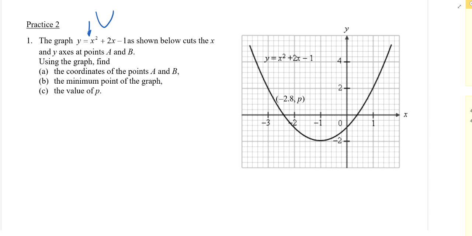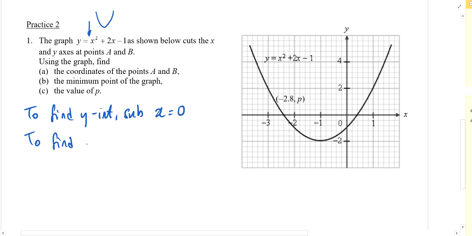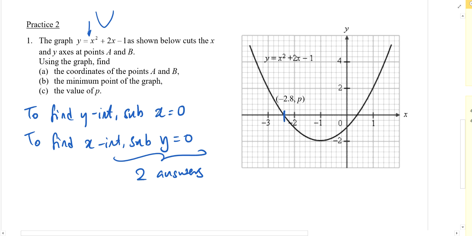In my diagram, I don't have the point A and point B, but if your notes have point A and point B, you will be able to figure it out by simply substituting x equals 0. So that is if you want to find the y-intercept. To find the y-intercept, sub x equals 0. Then to find the x-intercept, sub y equals 0. And for this, we are expecting two answers, where the smaller value will be over here and the larger value over here. Then the minimum point, again, we'll be using the symmetrical property.